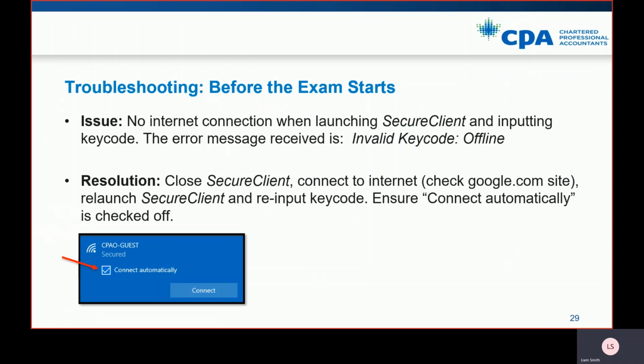If when entering their key code, a student gets a message, invalid key code, offline, you can close Secure Client, restart their computer, ensure they're connected to the internet with the Connect Automatically button checked off on the Wi-Fi, and re-enter the key code. This should resolve the issue. It's important to check off the Connect Automatically checkbox because if a student disconnects during their exam, you want the computer to try to reconnect to the network, because it creates problems if a student disconnects during the exam and it doesn't automatically reconnect.